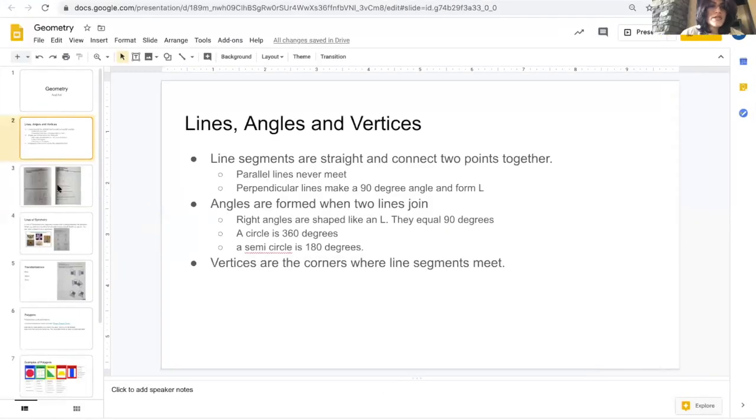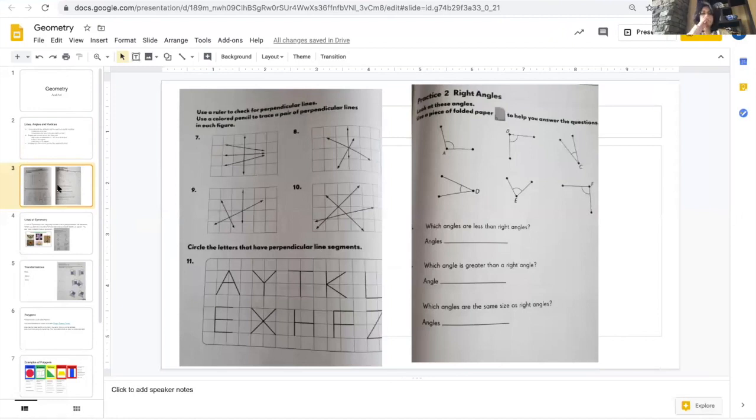So just like we just learned, there are different kinds of lines. Here are a few more examples where you can use a ruler to check for perpendicular lines. Use a colored pencil to trace a pair of perpendicular lines in each figure. So if you look at these, you know that anywhere that it can form a right angle or 90 degrees, like right here, right here, right here, or right here, those would be your perpendicular lines.